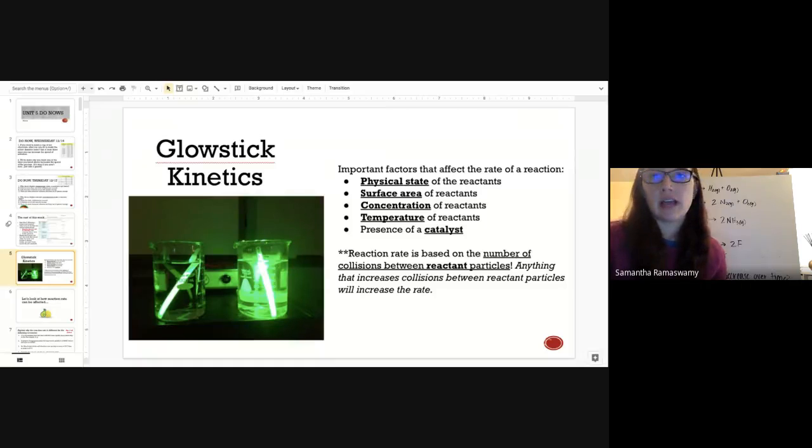Concentration. So again, moles per liter. When we talk about concentration, it's always molarity. That will affect the rate, temperature, and then presence of a catalyst. So right now, all we have to know is that a catalyst speeds up a reaction. We have a whole other video specifically on catalysts and how and why they work. But for now, we just have to know that a catalyst speeds up a reaction.